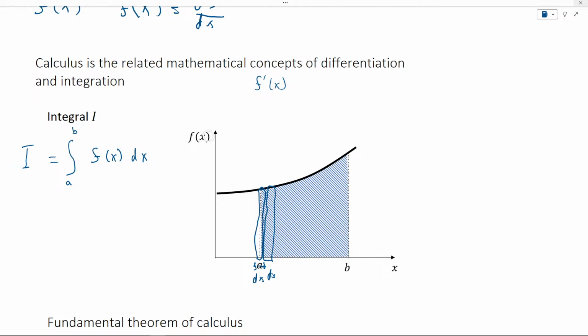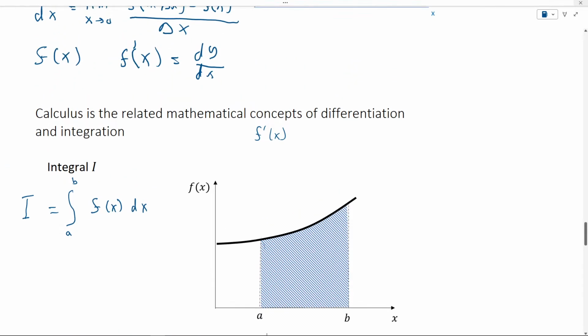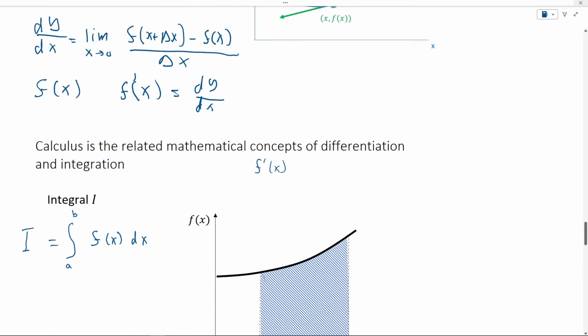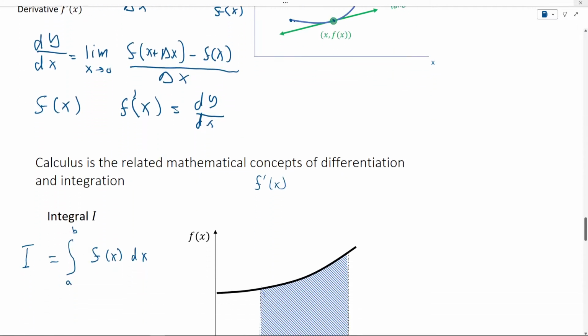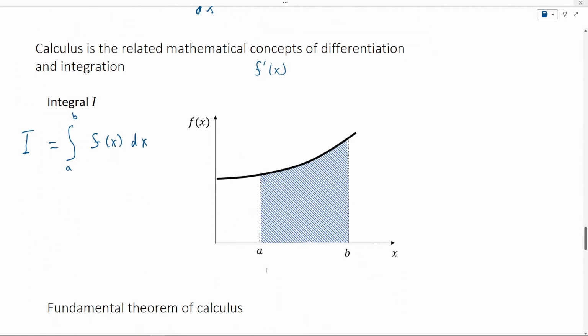I have a function f of x here. I'm integrating it with respect to my independent variable x, and I'm evaluating it over this interval, from a to b. So this is basically two concepts. One is the rate of change, and the other is the area under the curve, or accumulation.